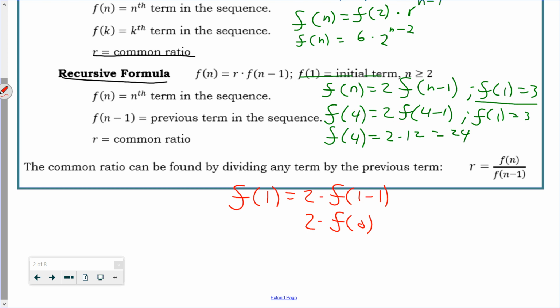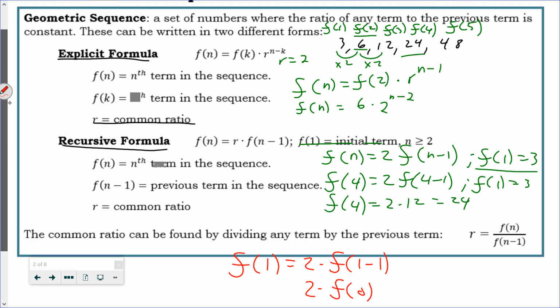So this whole thing of n being greater than or equal to 2, that's there just to tell you that you need to have your first term. You have to know what f of 1 is, but after that, you can figure out any term you want from the recursive formula from f of 2 on. Because my pattern starts at f of 1, then goes to f of 2, 3, 4, 5, and 6, right? So we get n is greater than or equal to 2.